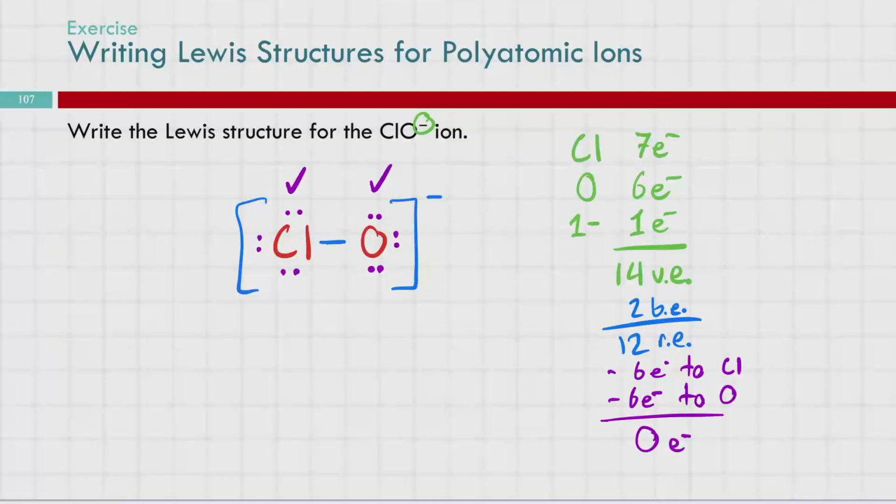Questions on that one? Why are the brackets around both as opposed to just the O? They're around both because the whole thing together has a 1 negative charge. It's not localized on the oxygen or the chlorine, as far as we know.